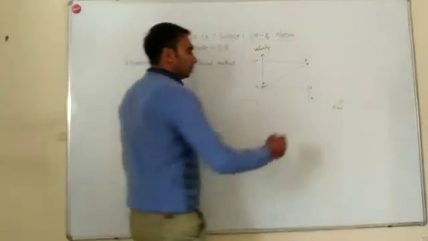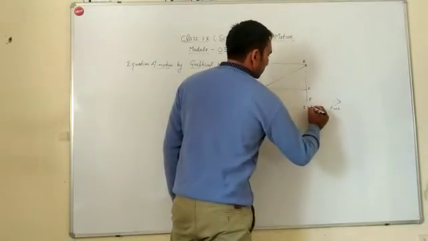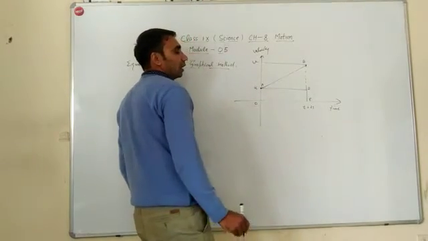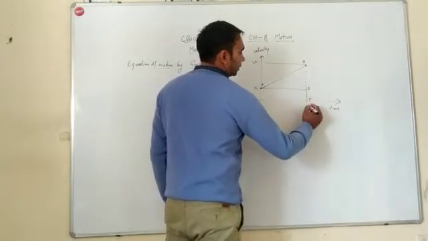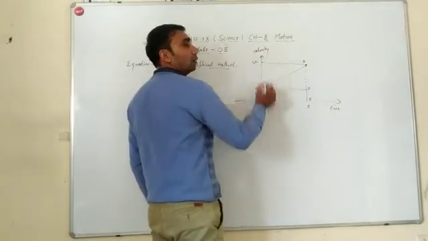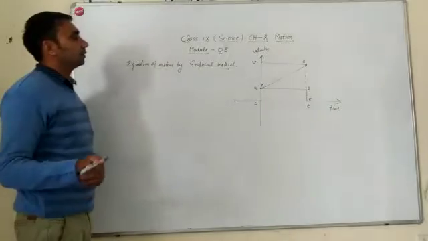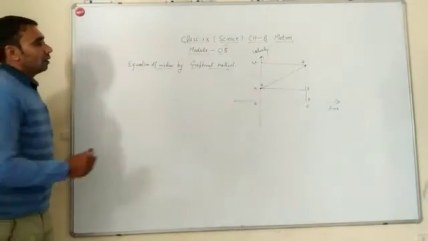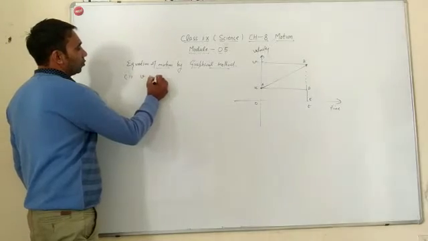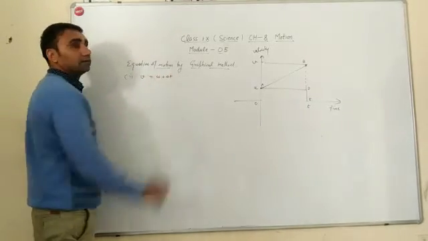Now at time t equal to 0 seconds, the velocity of the object is u, the initial velocity. At time t equal to t seconds, the velocity of the object is the final velocity. The object is at point B. Now, in the first equation of motion, v is equal to u plus at.